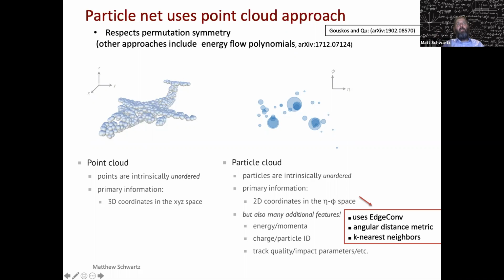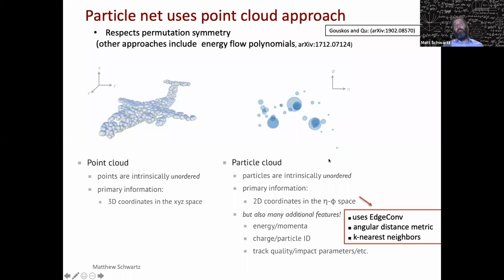But basically what these guys did is they took some algorithm from Facebook or Google, I can't remember which, and they just applied it to particles instead of point clouds, and it worked really well. So they took the 2D coordinates in the rapidity azimuthal angle space as input, as the directions, and they tried to represent the data with the point cloud architecture, and they added some additional features, and it worked really well. And it uses this sort of edge conv structure with angular distance measure.